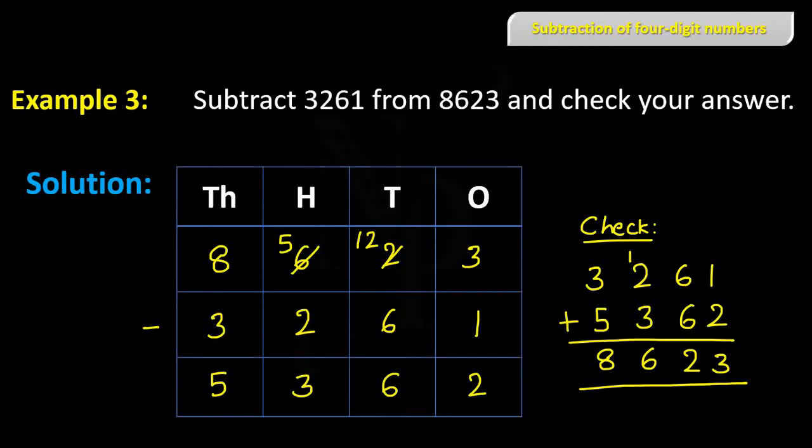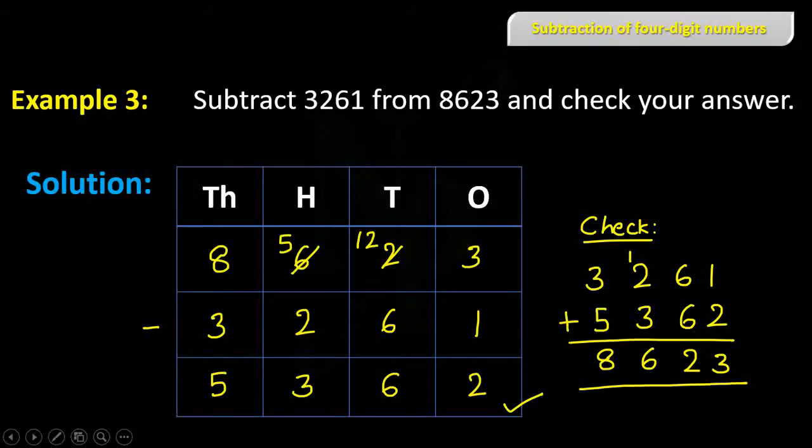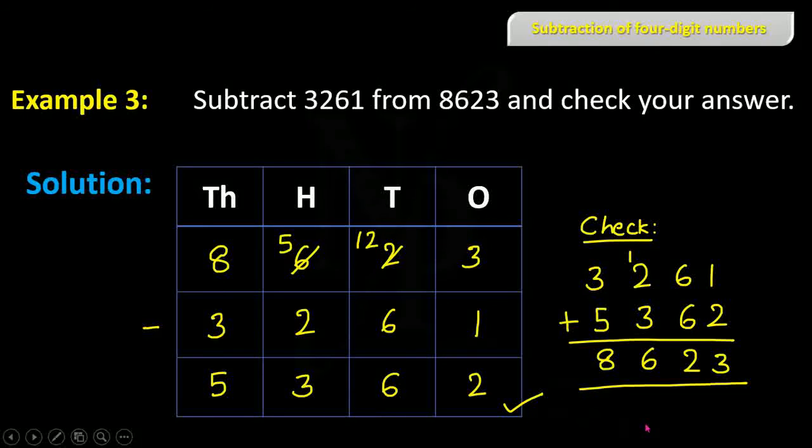given number in the question, that is 8623. This is the number from which we have subtracted 3261. Therefore, since the sum matches with the given number, our answer is correct. The difference is correct. So this is how you can verify the difference you find in any subtraction question.